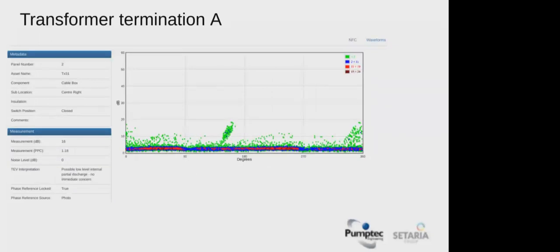So what we're going to look at is 2 transformer terminations, and back to our friend, the phase plot. And these are phase plots that are taken with portable instruments.